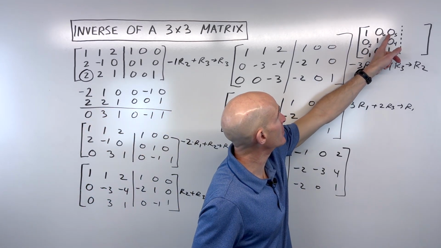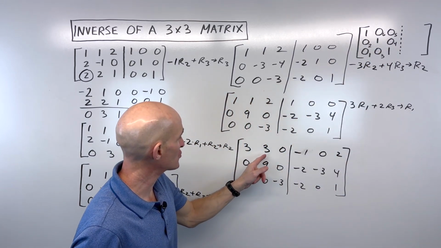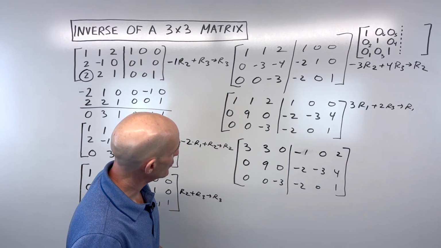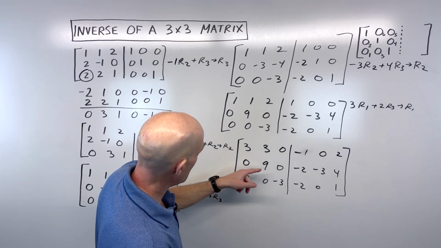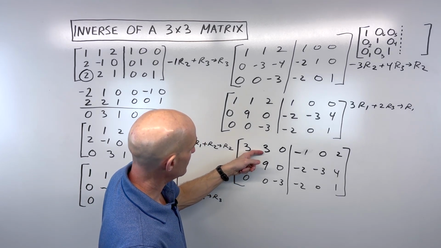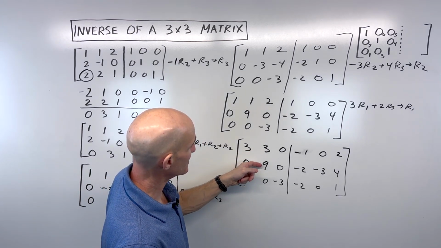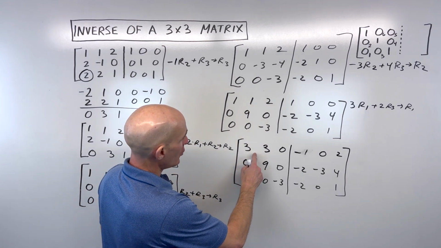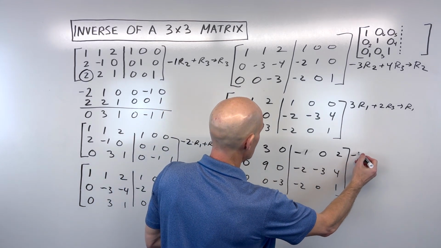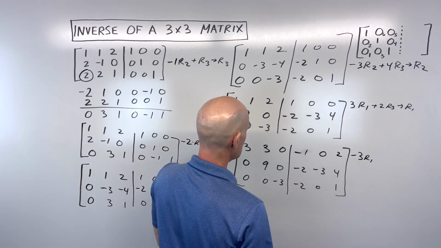We've got 0 here. Now we want to get 0 in this last position, which is right here. In order to do that, we're going to have to combine the second row and the first row together. So first and second together. And it looks like we're going to have to multiply this first row by negative 3. So negative 3 times row 1.